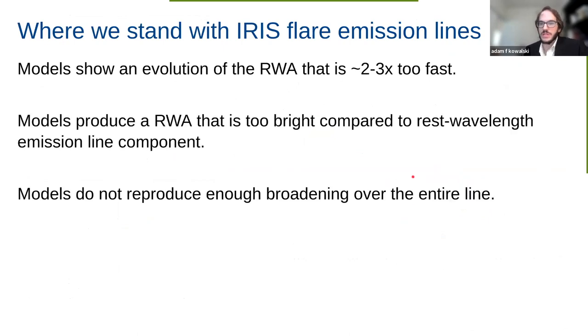So in summary, we have these 3 discrepancies. The evolution of the model is too rapid. The red wing component to the emission line is too bright, and the emission around the stationary, around the rest wavelength, is also just too narrow, not enough broadening in the emission line. So I want to first touch on the third point here.